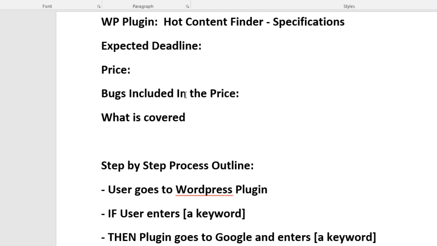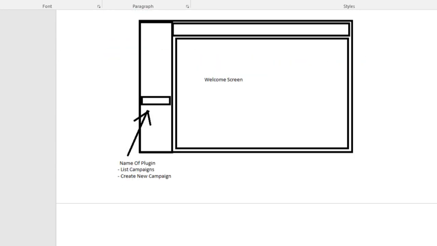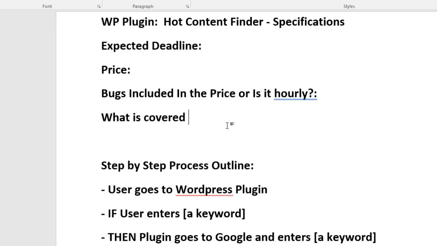I will say from experience that a lot of programmers will say, hey, I'll do it for like $500 just because they need the money at that moment. But then when the time comes around, they realize, oops, I need more money. So you want to make sure that you negotiate everything up front before you get started. So: expected deadline, the price, but are the bugs included in the price, or is it hourly? What is it? Basically, what is covered? You want to give all this information down here, and anything else you can think of, any concerns, any questions. You need to talk to the programmer first.